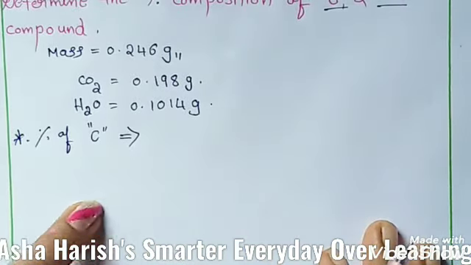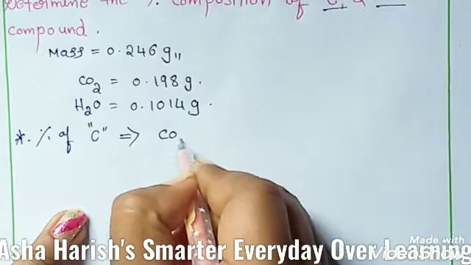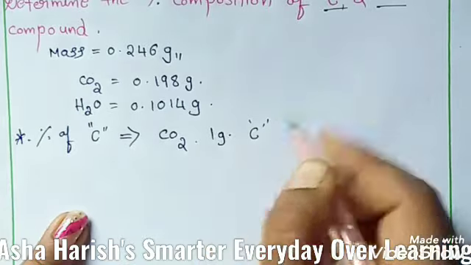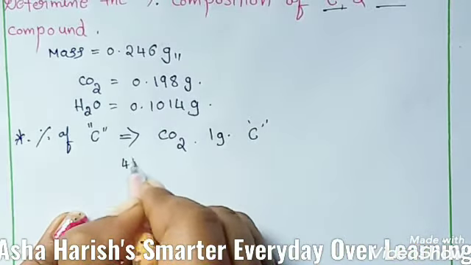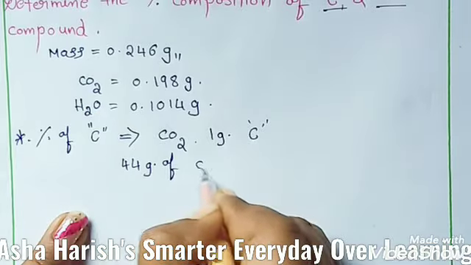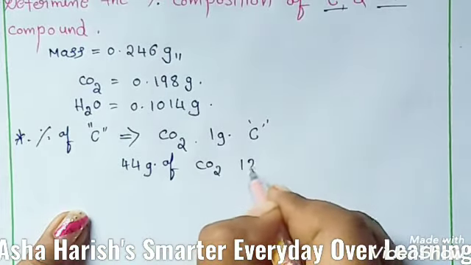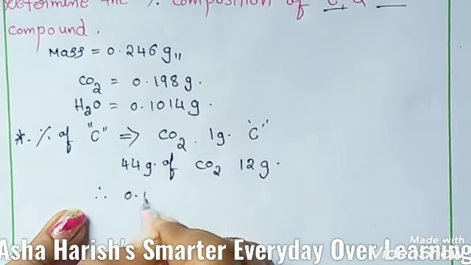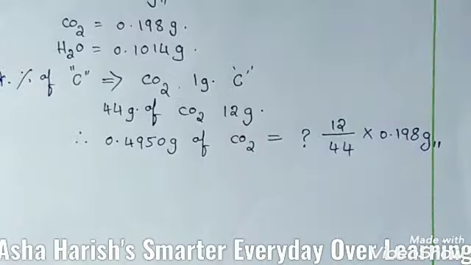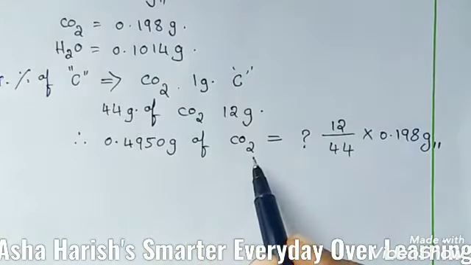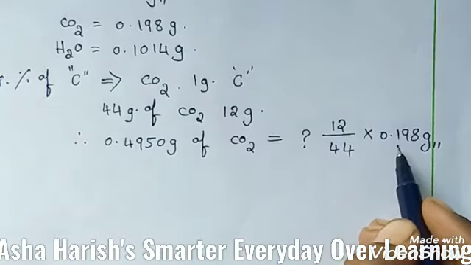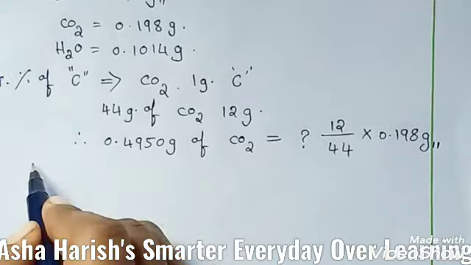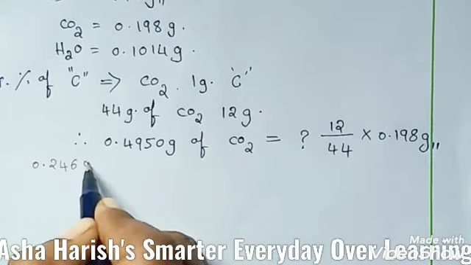Okay, now 1 mole of CO2 contains 1 gram atom of carbon. That we have already done. 44 grams of CO2 contains 12 grams of carbon. Therefore 0.198 grams of CO2 contains 12 by 44 into 0.198 grams. This is the mass of the carbon present in 0.246 grams of the compound.